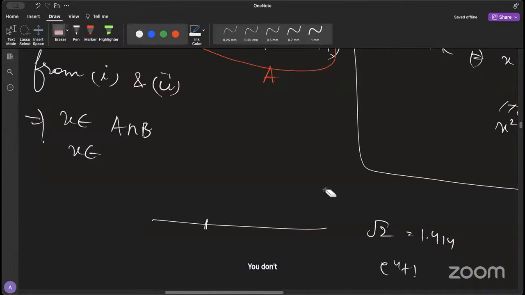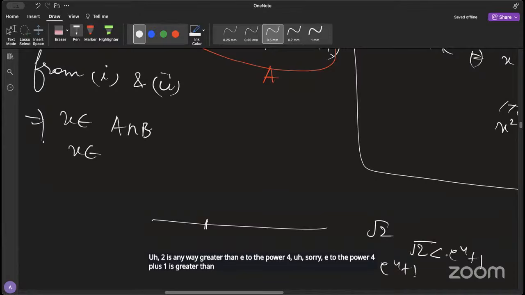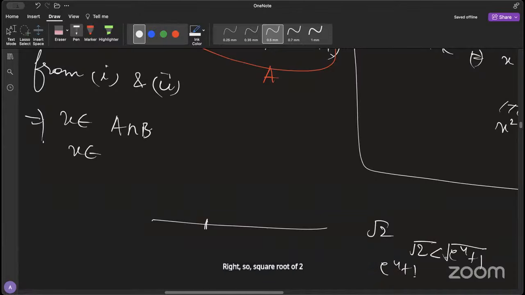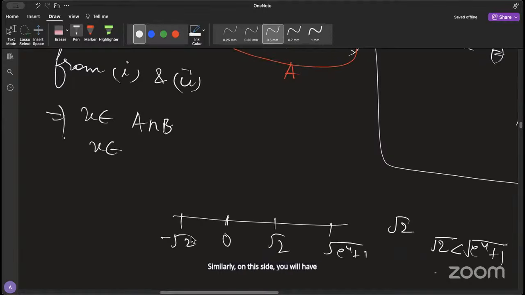You don't need to check this. 2 is anyway greater than e to the power 4? No, e to the power 4 plus 1 is greater than 2. So square root of 2 is less than square root of e to the power 4 plus 1. That means if this is 0, then square root of 2 is here and square root of e to the power 4 plus 1 is here. Similarly, on this side, you will have minus root 2 and negative of the square root of e to the power 4 plus 1, right?